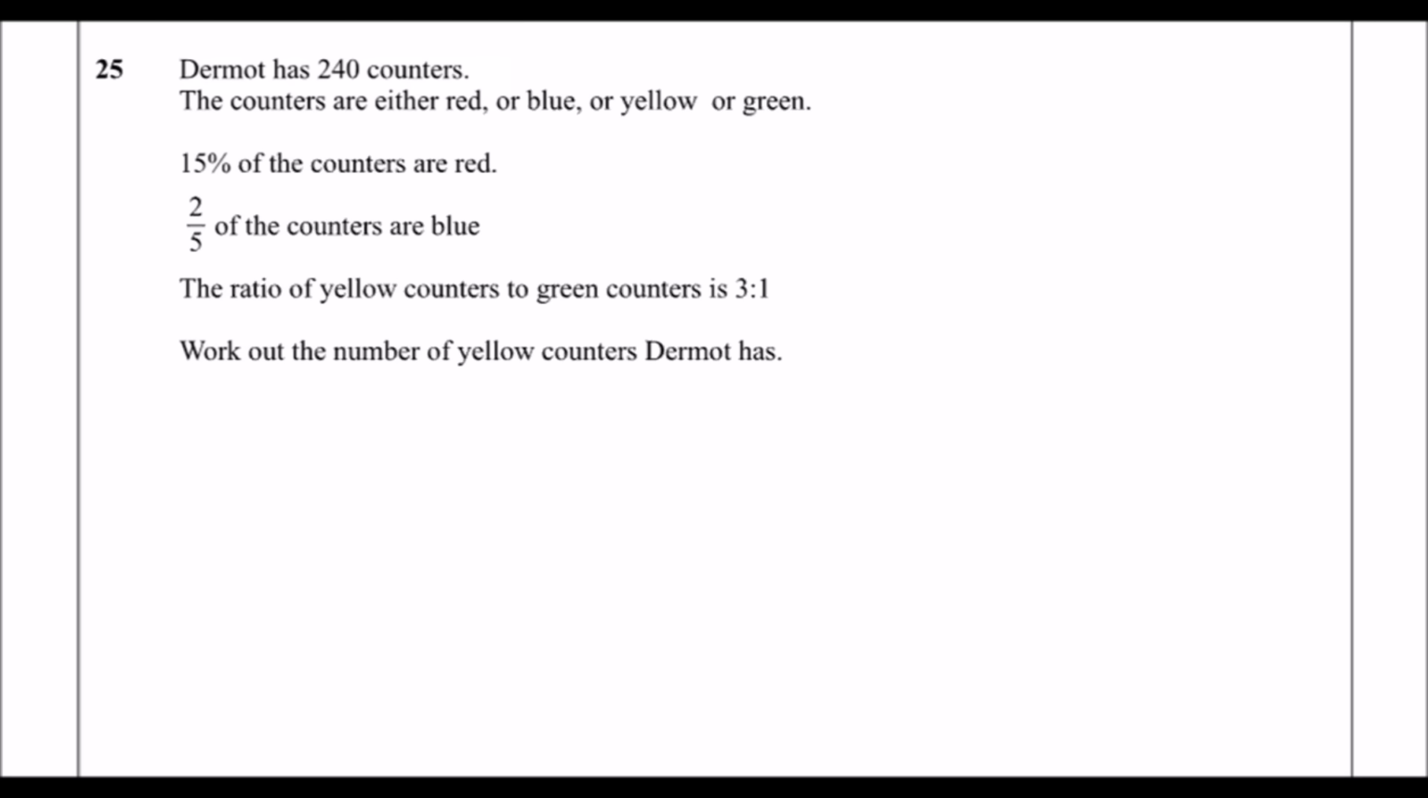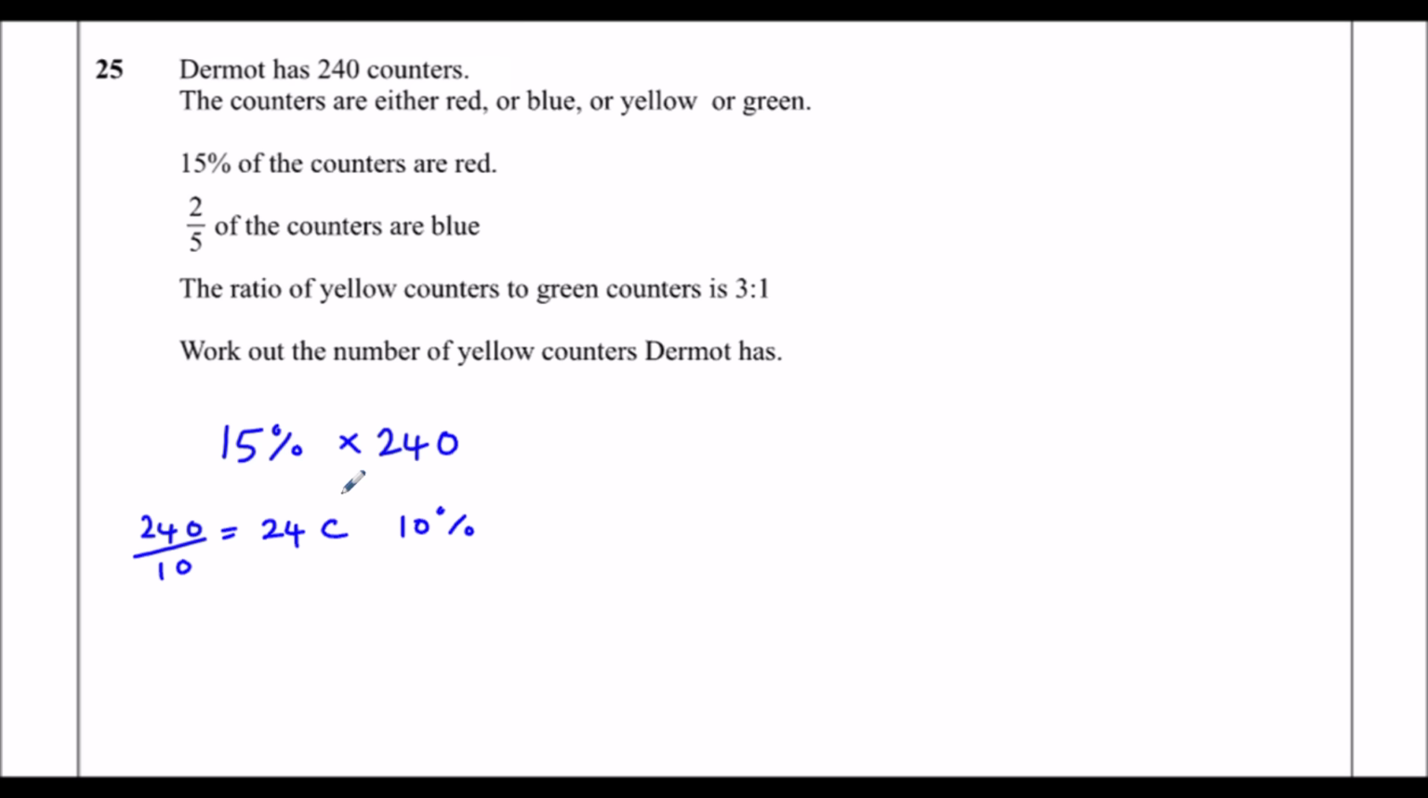Question 25. Dermot has 240 counters. The counters are either red, or blue, or yellow, or green. 15% of the counters are red. So 15% of 240. So we can say 10%. We can get 10% by dividing by 10. So 24 counters is 10%.